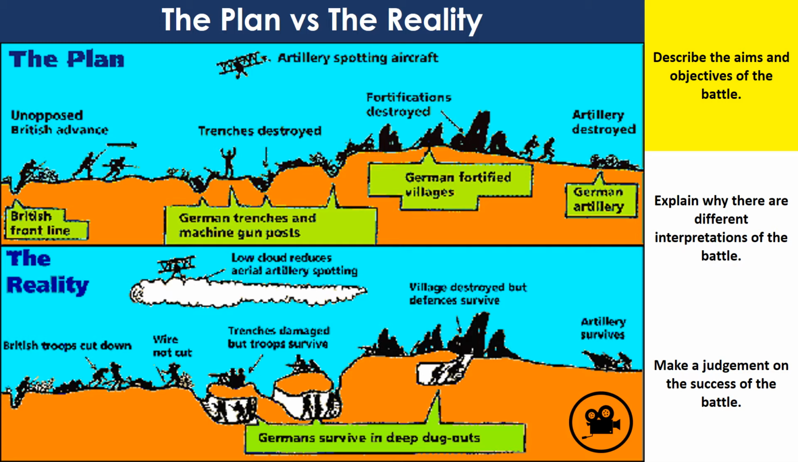Now the Germans, when this bombing took place, went into their deep dugouts and were able to survive. Their artillery survived, and a lot of their defences survived. Although their trenches were slightly damaged, a lot of troops survived as well. So that meant that when the British troops stepped out to go over the trenches, the Germans were actually still there and were able to fire at will against the British soldiers who were advancing. And a lot of low cloud reduced aerial artillery spotting as well.